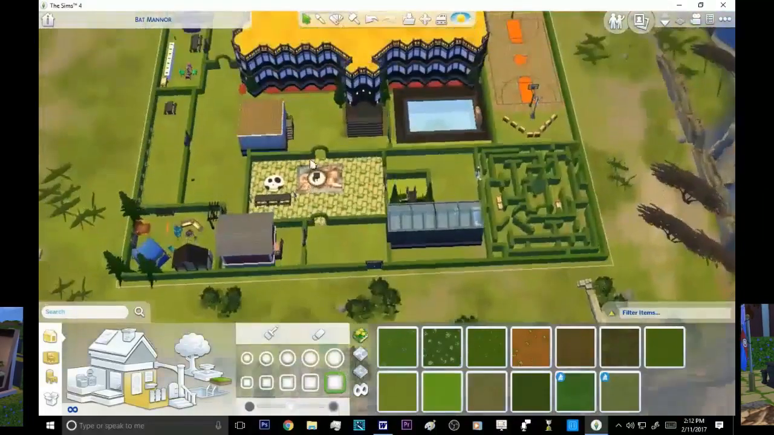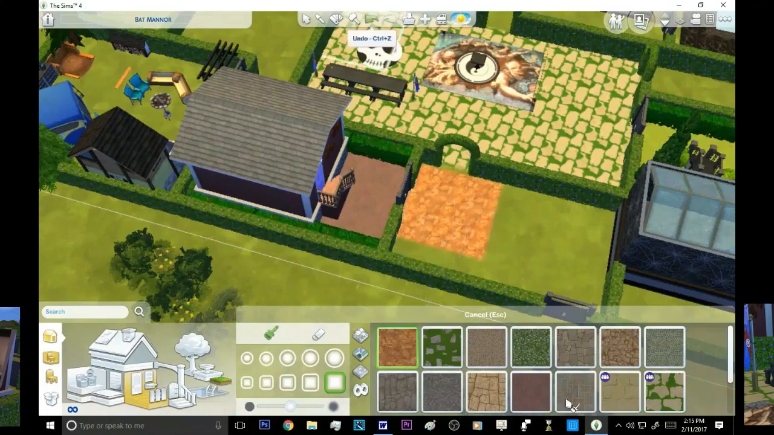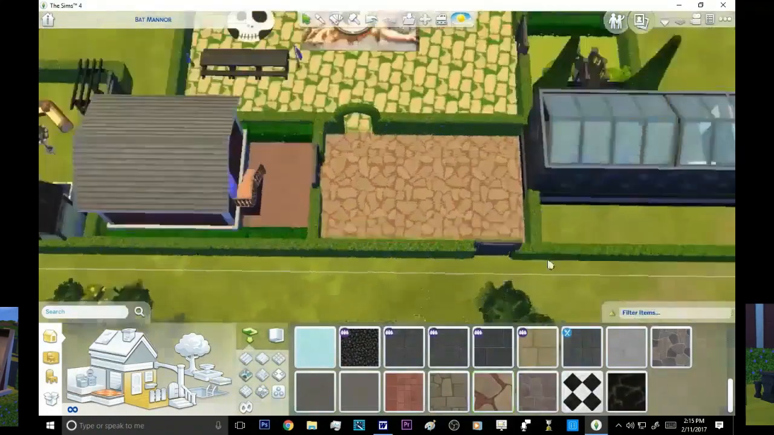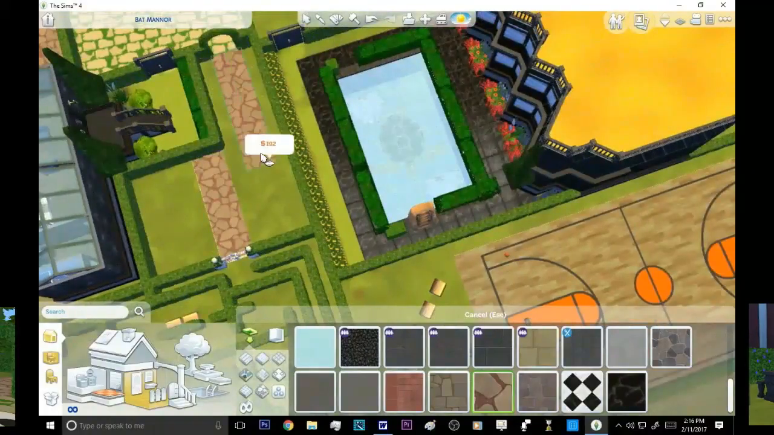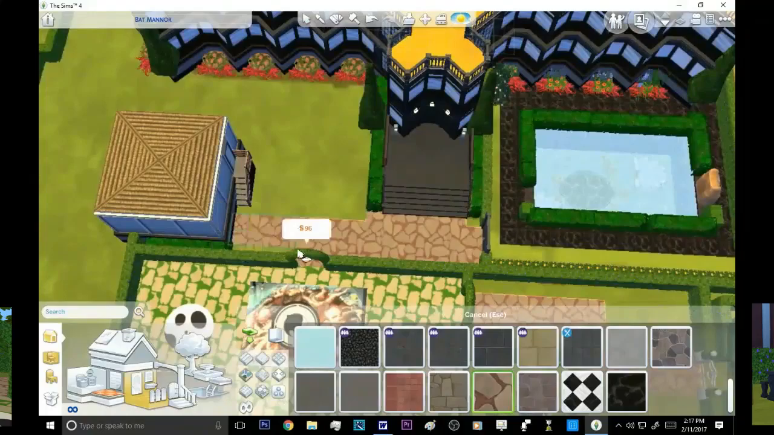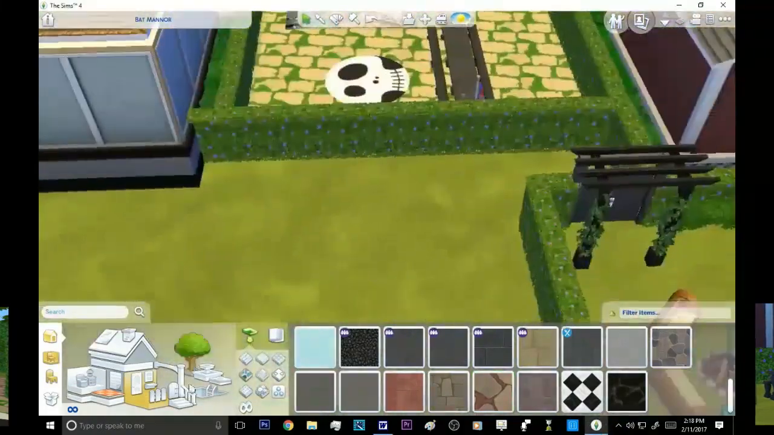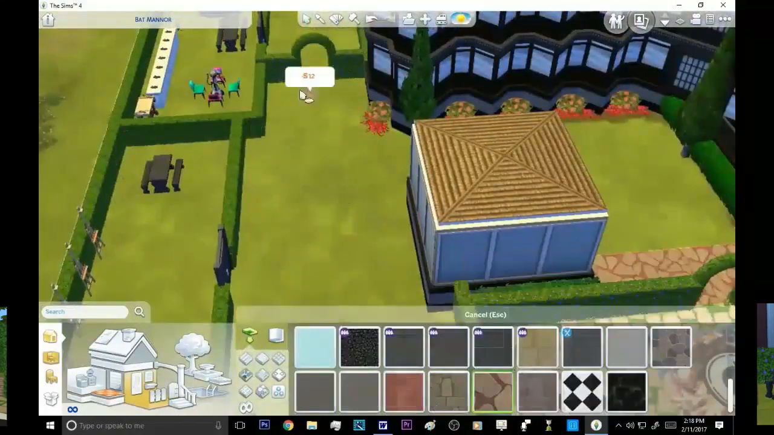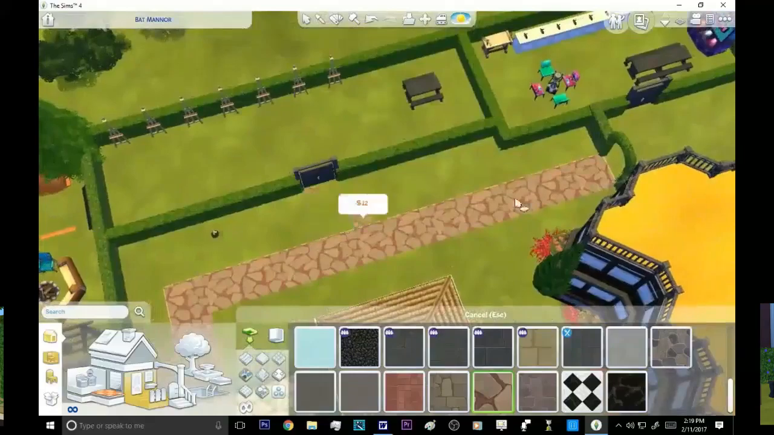I kind of like that, but the thing is, if I did that for the whole ground before I did it, that would have been okay. I think I keep it. We'll see. I don't want to ruin it for you guys. And we build the paths.